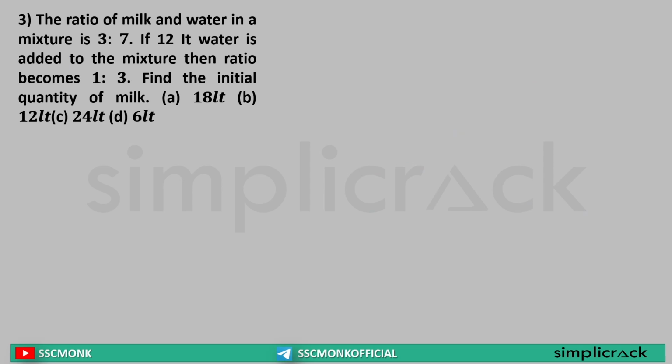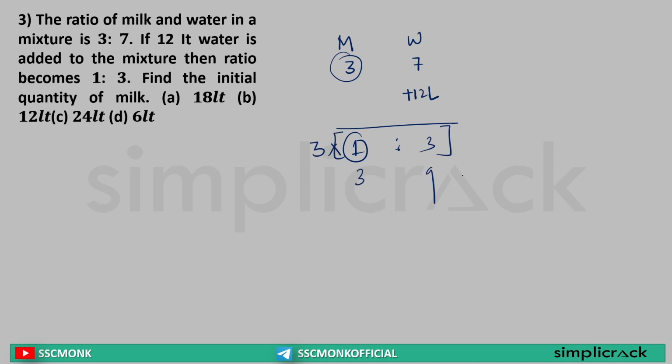Next. Ratio of milk and water in a mixture is 3:7. If 12 liter water is added to the mixture, then the ratio becomes 1:3. Now, very easy question, sir. Milk, water, ratio 3:7. After addition of 12 liter water, the new ratio becomes 1:3. Yes or no? Yes. Now, sir, milk is equal because there is no change in milk. So let me multiply by 3 so that it will be 3:9. If I simplify 3:9, I will get 1:3. That means the ratio 1:3 is equal to 3:9.